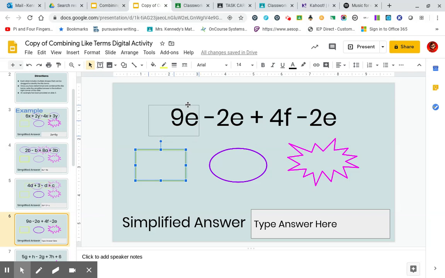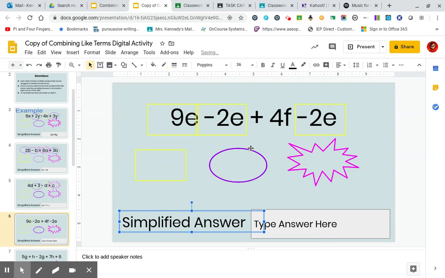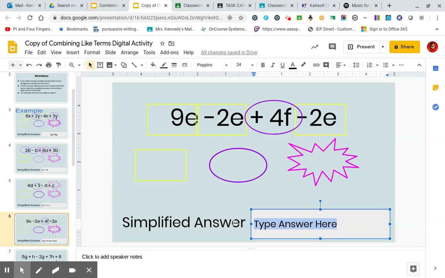9E. Then I see another E minus 2 E's. Then I see another E here, another minus 2 E's. And then I see this lonesome 4F just hanging out. Again, I only see 1 shape for the 4F, so that's not going to change. I'm just going to write that down because it's automatically in my answer.